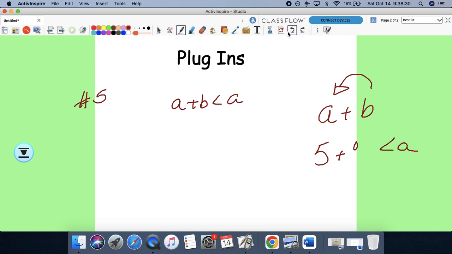So if B says less than 0, well, let's try less than 0. -1. 5 plus -1 is 4, which is less than our original value that we chose here in our example for 5. So the only one that makes sense here is D.